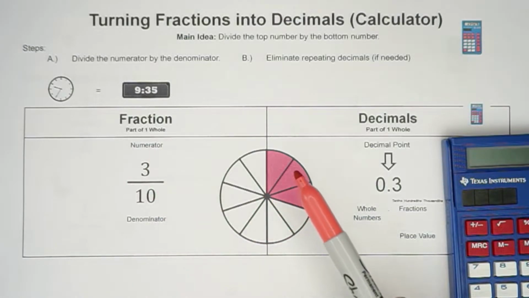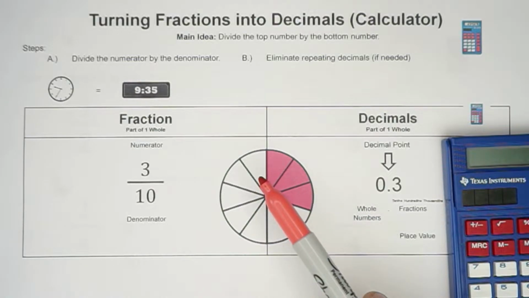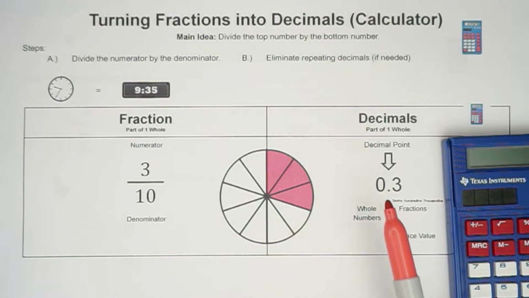And here's your model of 3/10. Decimals on the right side here would be 0.3. Notice your decimal point. This would read also as 3/10.